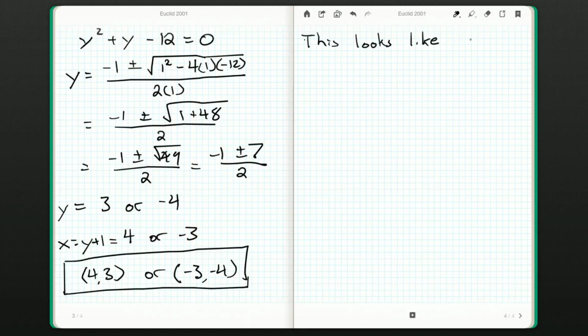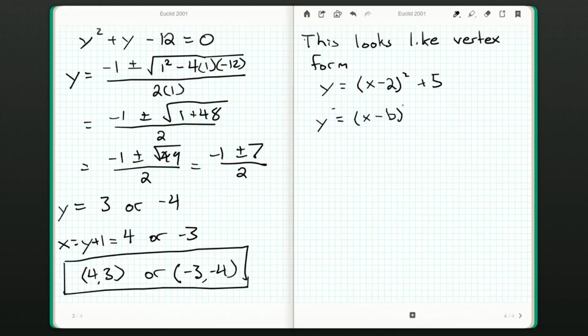So it looks like we've got vertex form. What would vertex form actually look like? Well, it would look like (x minus 2) squared plus 5. Now we were told y equals (x minus b) squared plus b plus h. Since both of these are in vertex form, and vertex form is unique, we see b has got to be 2, and b plus h has got to be 5.